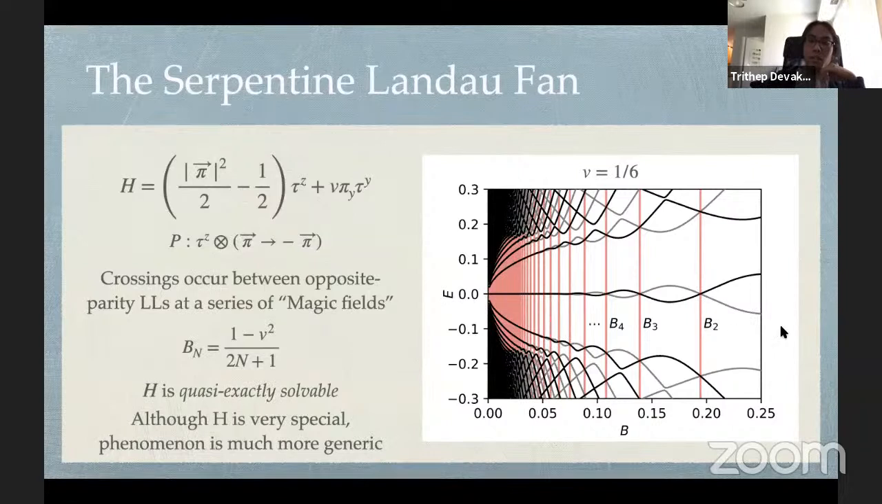So here, the zeroth magic field is all the way off to the right. There's B1, and then here's B2, B3, B4, and so on. Each of these red lines, you have crossings between the zero energy states. And so this Hamiltonian will turn out to be very special, but I just want to point out that this phenomenon is actually more generic. The model itself is special, and this model turns out to be quasi-exactly solvable, and I'll tell you about the solution later. But the phenomenon itself doesn't rely on this exact solvability. It's more generic, and I'll explain that to you later.